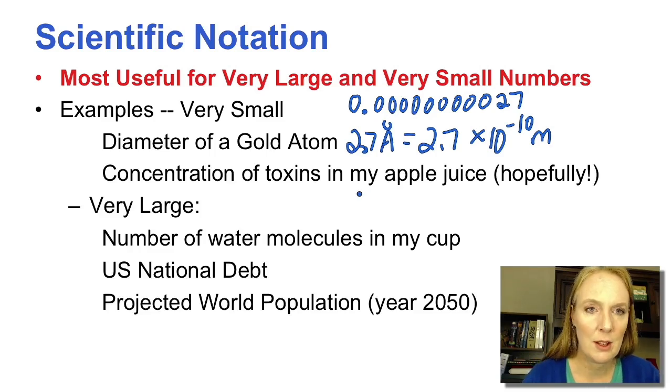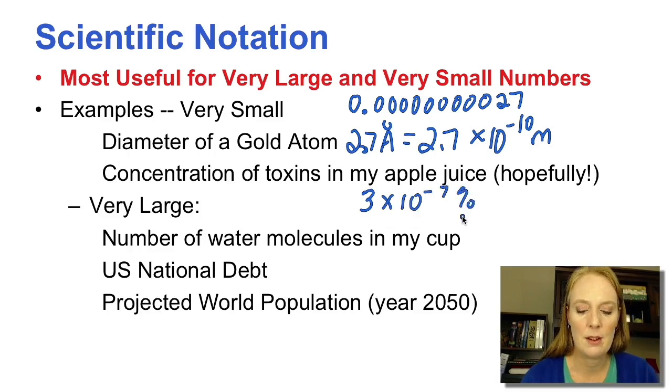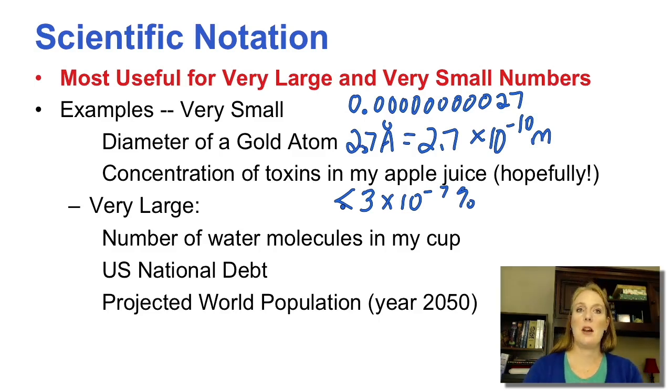3 parts per billion is 3 times 10 to the minus 7 percent. That's not very much arsenic. Hopefully it's less than that. So I'm hoping that my concentration is less than 3 times 10 to the minus 7 percent. How about some very, very large numbers?